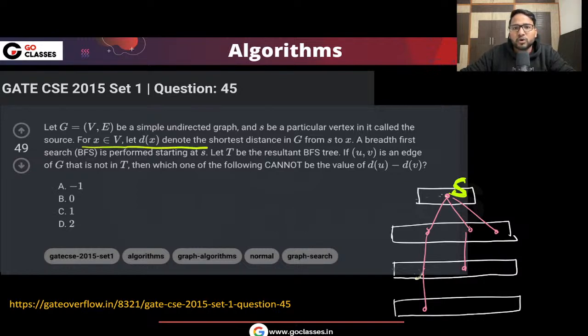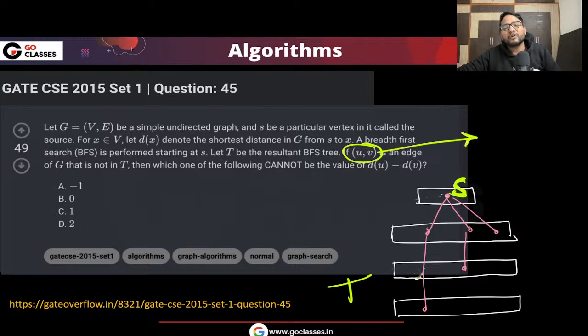Now dx denotes the shortest distance in G from S to X. The BFS is performing starting at S. Let T be the resultant BFS tree, so let's suppose this is the T. If UV is an edge of G that is not in T, okay? So suppose UV is some edge. What kind of edge must it be?